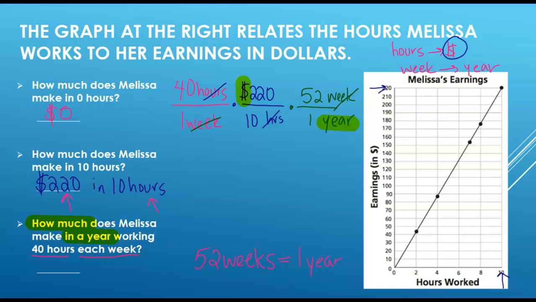Let's multiply on top. 40 times 220 times 52 is 457,600 divided by 1 times 10 times 1. Divide that out. Grand total of $45,760 that Melissa earned that year.